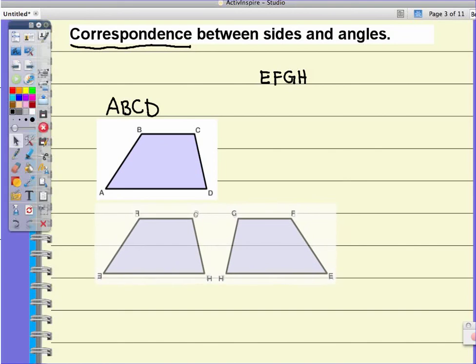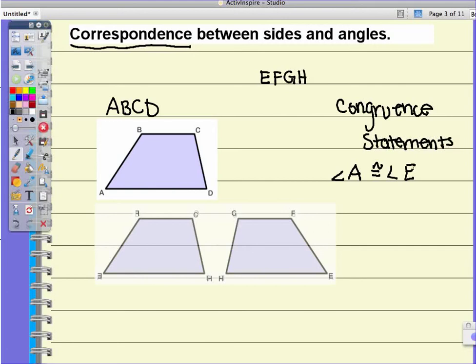So now, if we were to write a correspondence between the sides and the angles, we are first going to look at a correspondence between angles. So here's angle E, and notice that that is corresponding to angle A. And since, of course, these are congruent, we're going to write a congruence statement. So these are called congruence statements. Okay, so the first congruence statement is going to be between A and E. So I'm going to say that angle A is congruent to angle E. Then I can go to the next one, and angle B is congruent to angle F.